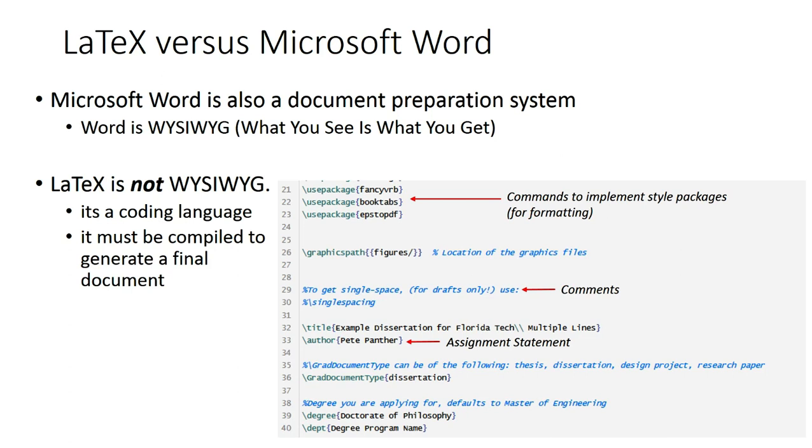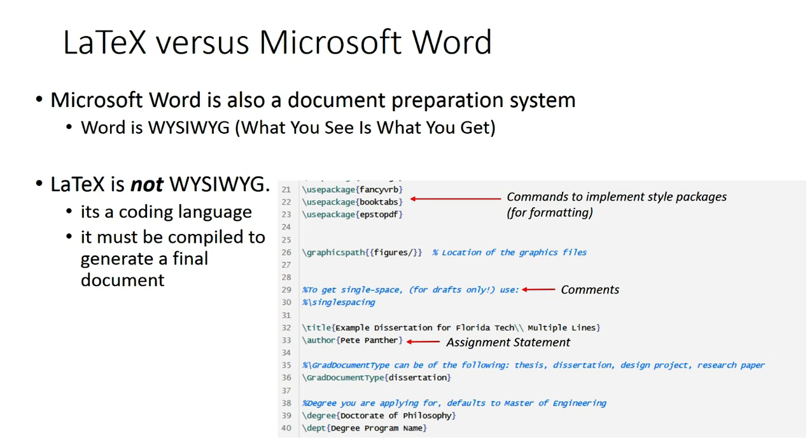So, I said that LaTeX is a document preparation system. Well, so is something that you're all probably pretty familiar with, which is Microsoft Word. I think most of us have used it. We're all pretty comfortable with it. And so, the question might be, if they're both document preparation systems, what is the difference between, say, Microsoft Word and LaTeX?